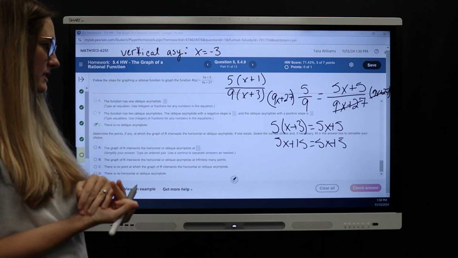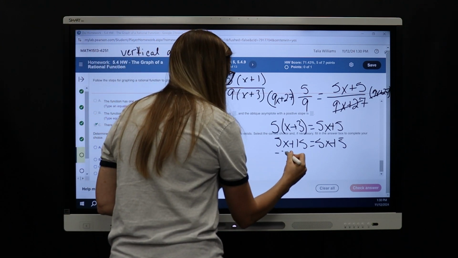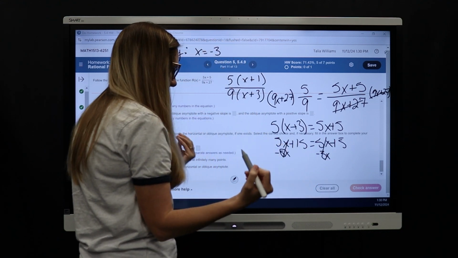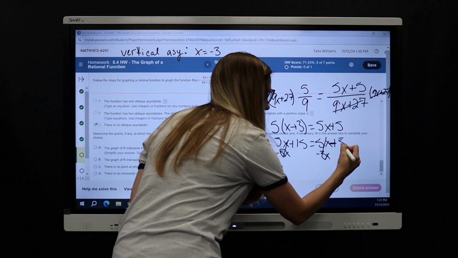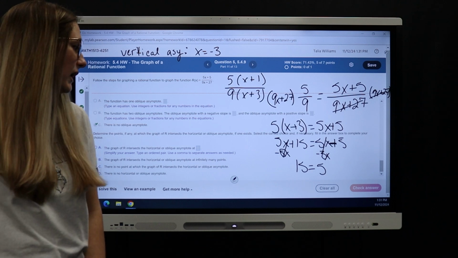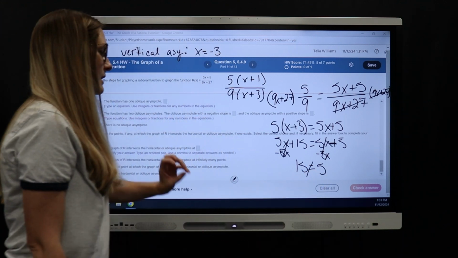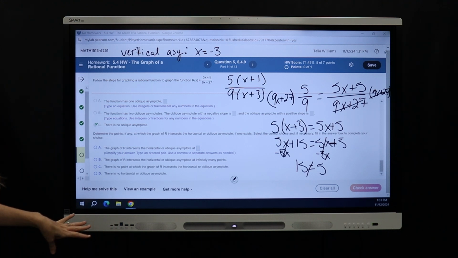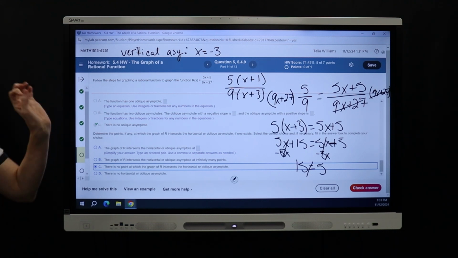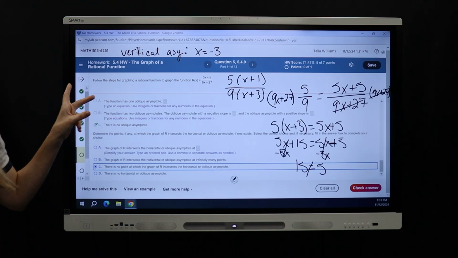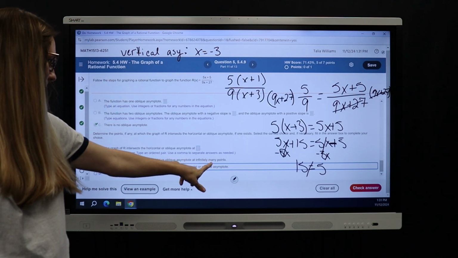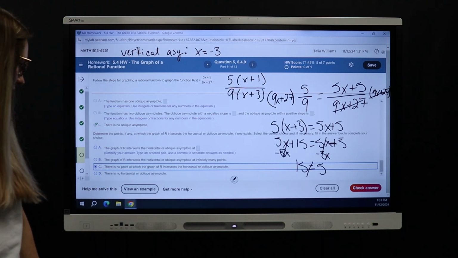When I move my 5x's to get them on the same side, since they're both the same, they both become 0, and I have 15 equals 5. Does 15 equal 5? No, it does not. Since that is not true, there is no point at which the graph of R intersects. If it was true, if I had 15 equals 15, that would be infinitely many points. But ours doesn't do that.